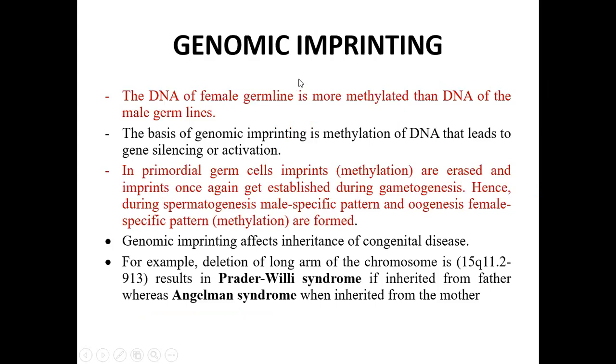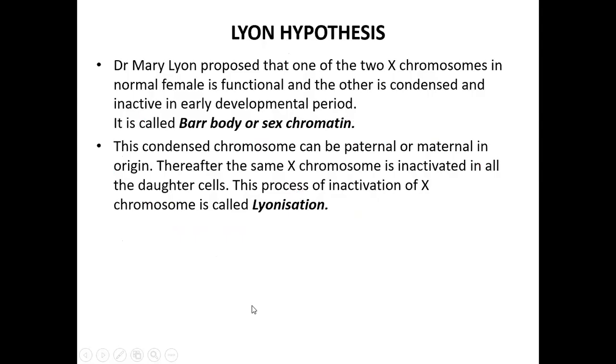There is a condition which is known as genomic imprinting, in which the DNA of the female germline is more methylated than the DNA of the male germline. So, the basis of genomic imprinting is methylation of DNA that leads to gene silencing. Two important examples of genomic imprinting are the deletion of the long arm of chromosome 15, which leads to Prader-Willi syndrome if it is inherited from the father, and if it is from the mother, then it is known as Angelman syndrome. Then what is lyonization? There is inactivation of an extra X chromosome in females.